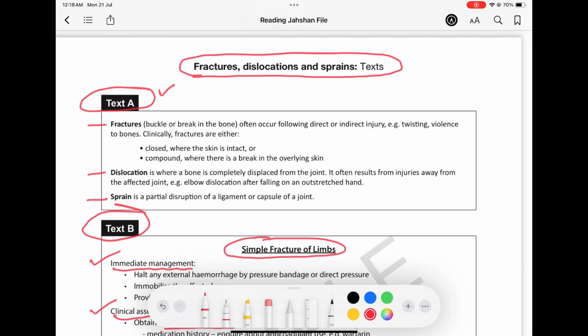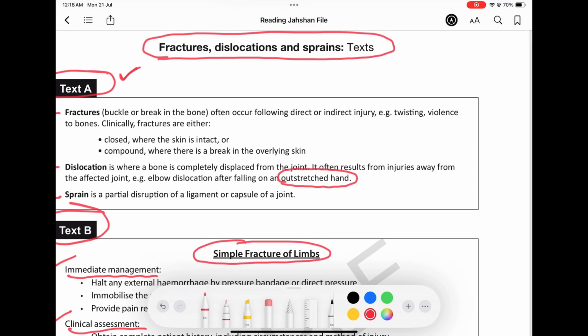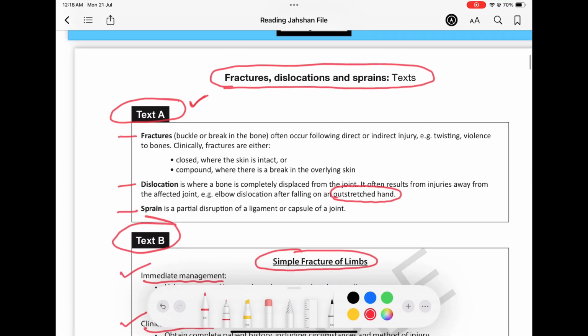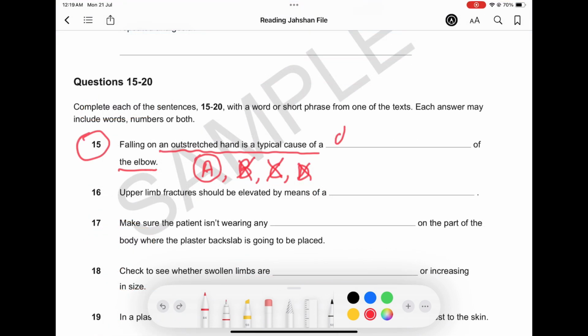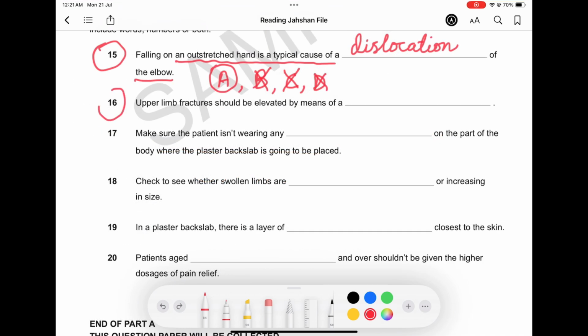Now in text A, what will I look for? I will look for outstretched hand. In the fracture line I cannot find it, but in the dislocation line, yes, I can see the outstretched hand. Now I will not read the full text A. I will just read the line of the outstretched hand, which is where a bone is completely displaced from the joint, and it often results from injuries away from the affected joint, elbow dislocation after falling on an outstretched hand. So our answer will be: falling on an outstretched hand is a typical cause of dislocation of the elbow.